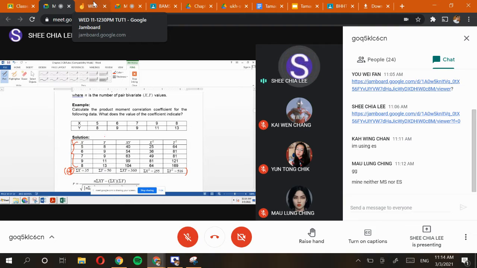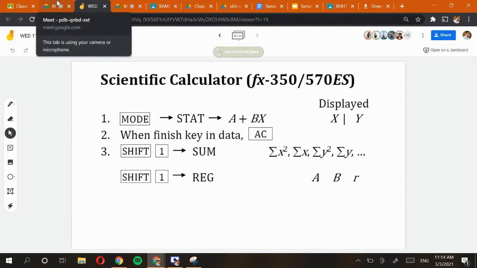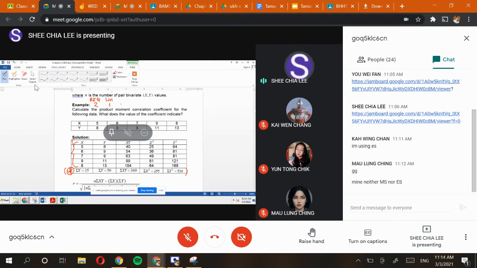Now for the calculator, you press the mode button. Press your mode button 2 times until you see REG, regression. Regression is number 2, so you press 2. After that, linear, you can see linear is number 1. So you press 1. Okay, 2, 1, then start to key in.